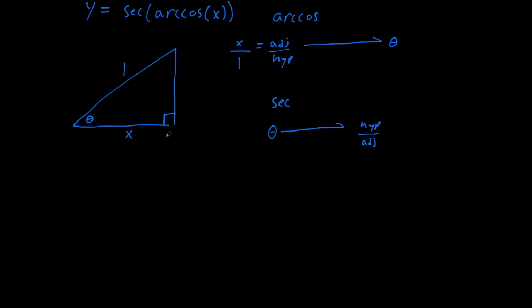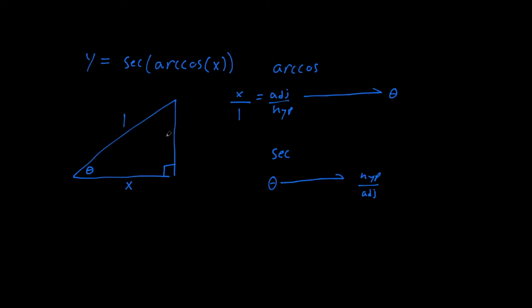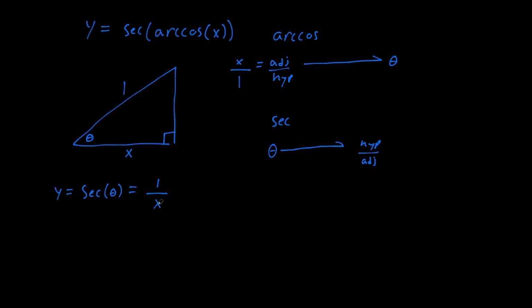So now we can switch this around. I'm going to say secant of theta, because arc cosine of x is theta, so secant of theta is going to be hypotenuse over adjacent. So y equals secant of theta, and that's going to equal hypotenuse 1 over x. So y equals 1 over x.